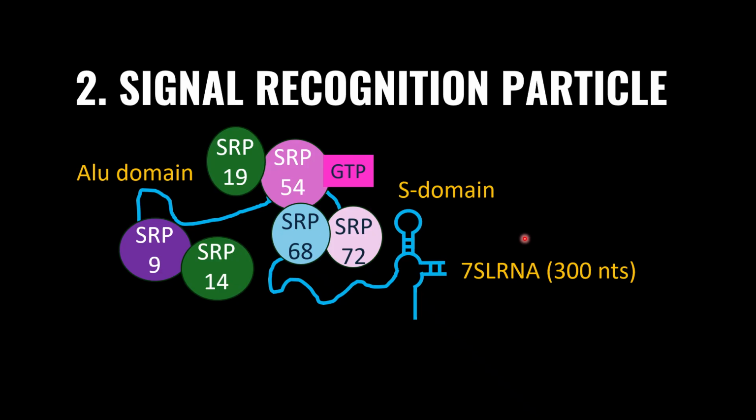SRP recognizes the signal peptide in a protein for translocation through interaction with its SRP54 subunit, which has GTPase activity as well. This SRP also binds, with the help of the same subunit SRP54, with the SRP receptor on the membrane. SRP binding with SP pauses translation briefly with the help of the SRP9 and SRP14 subunits.